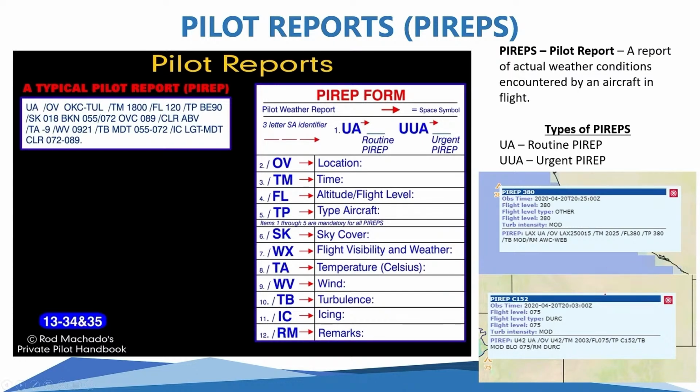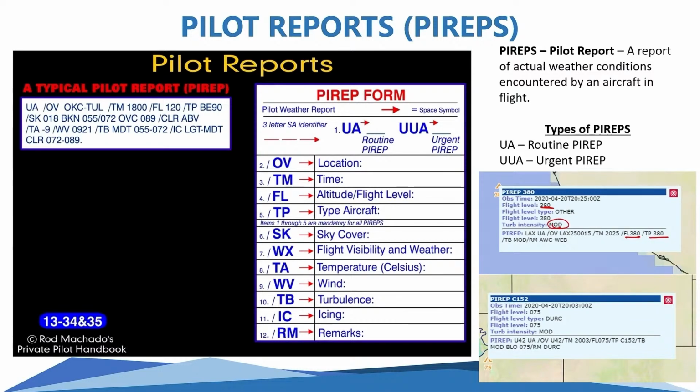These are two that are pulled directly from aviationweather.gov, and it's always going to tell you the flight level. So here, this is at 38,000 feet. This is one that I'm not going to pay attention to. The other thing I'm going to look at here is the type of aircraft. So very simply, at 38,000 feet, this is an Airbus A380, and they are reporting moderate turbulence.